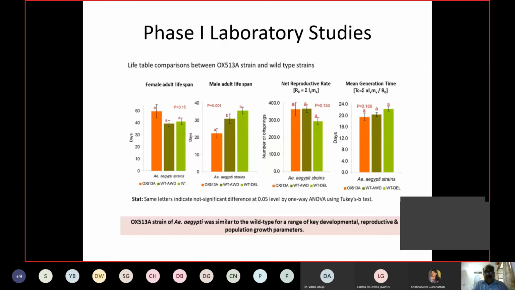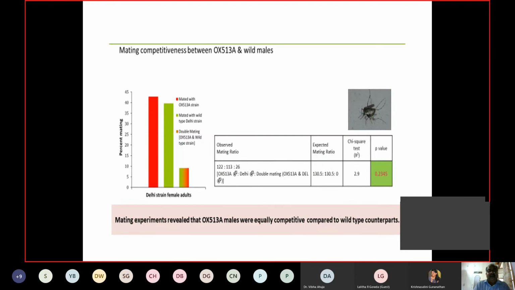We make a very sincere experiment to gain data on their life tables, how they develop in terms of time and space, and the data that come out of it should prove that both the strains or lines behave normally. Similarly, we do a very important experiment with the mating competitiveness between the two lines.